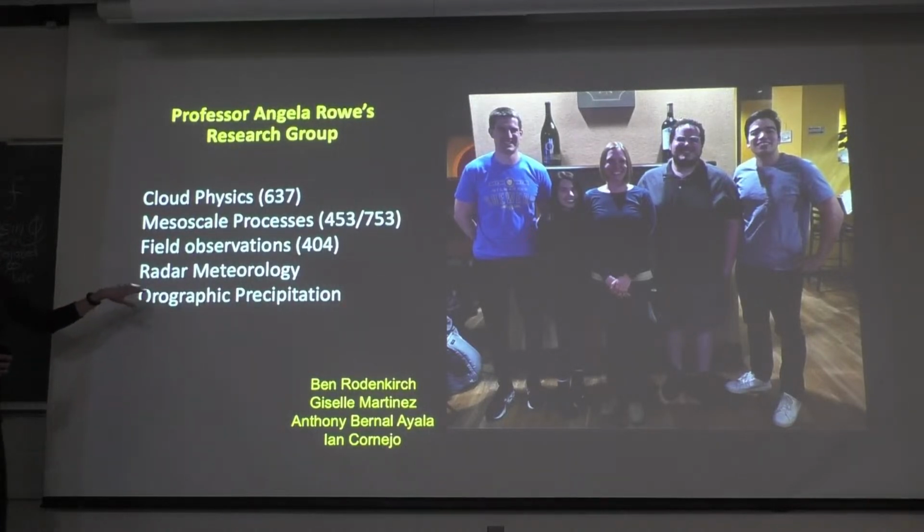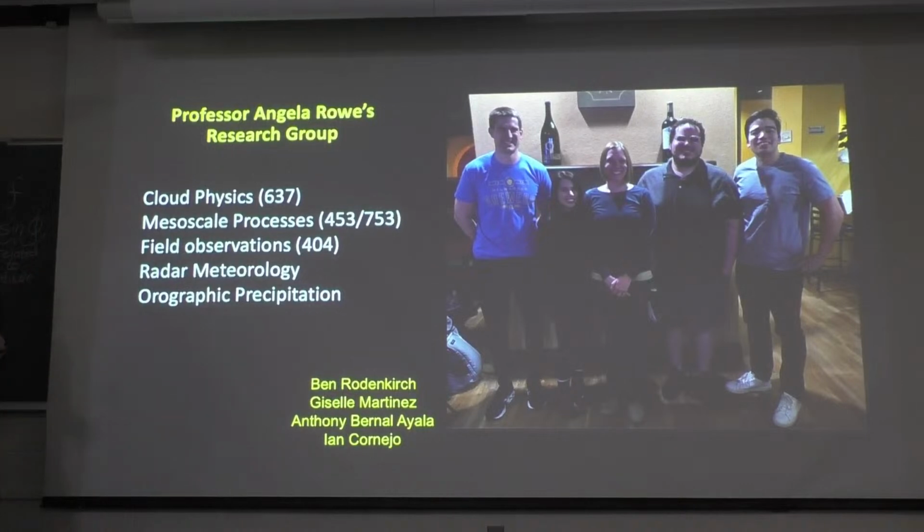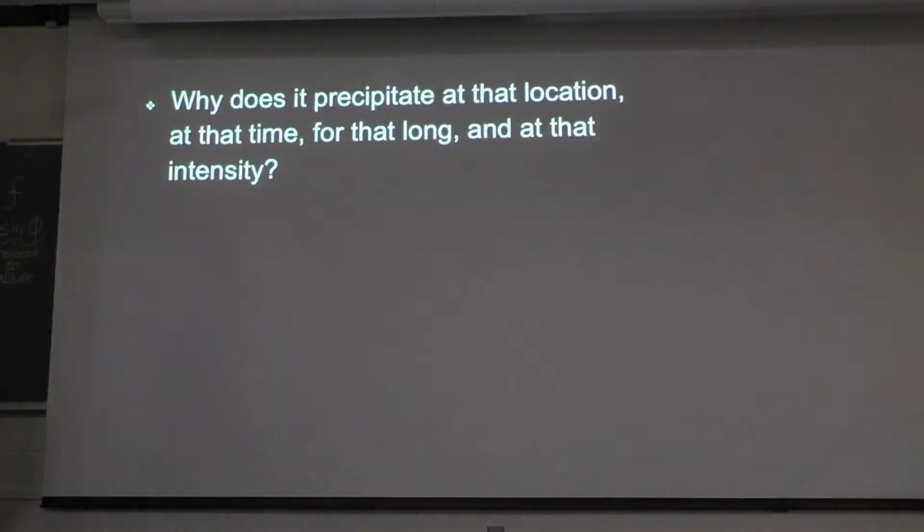My main expertise is within radar meteorology, and if someday Tristan doesn't want to teach radar, I'm going to jump in. And I focus a lot on orographic precipitation, meaning precipitation associated with mountains. All right, so what are my overarching questions? Why does it precipitate where it does, when it does, for as long as it does, and at that intensity? It is a really hard question that I'm not going to obviously answer all by myself, but this is the overarching guide that I'm thinking about, and all the different smaller scale processes that can dictate these processes.